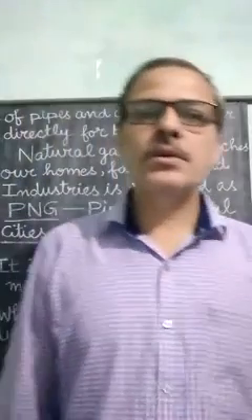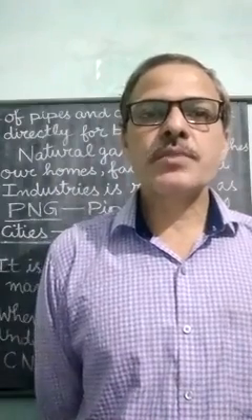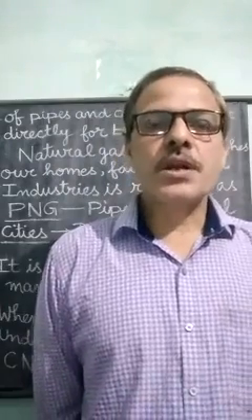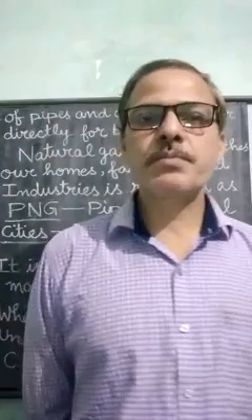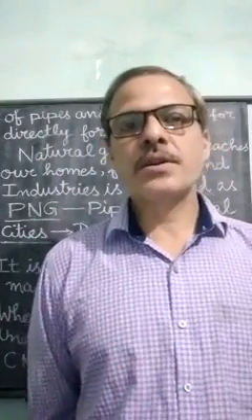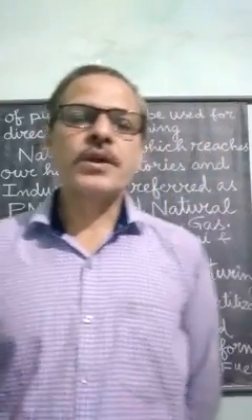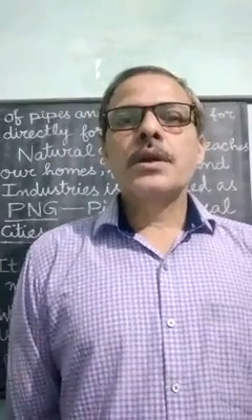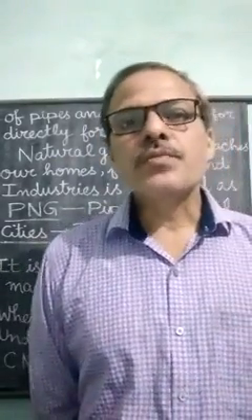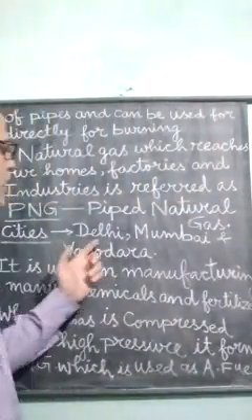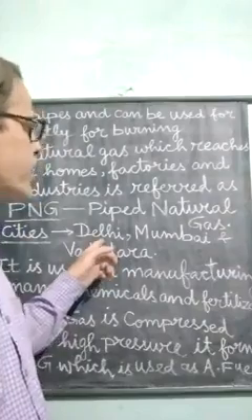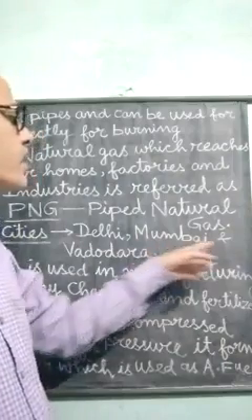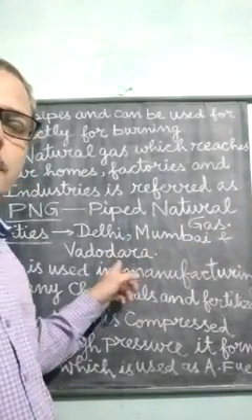Now at present, where this natural gas is being supplied, the names of some of the major cities in which this natural gas is supplied for various purposes, as a domestic fuel as well as in various factories and industries for manufacturing various types of fertilizers and chemicals, are as follows. First is the capital of our country, Delhi. Then next is Mumbai, and one place in Gujarat, that is Vadodara.